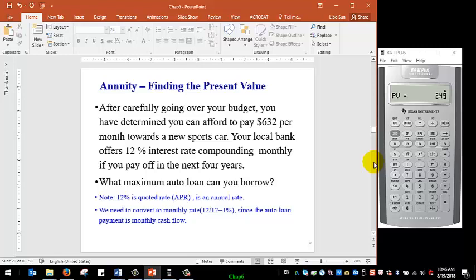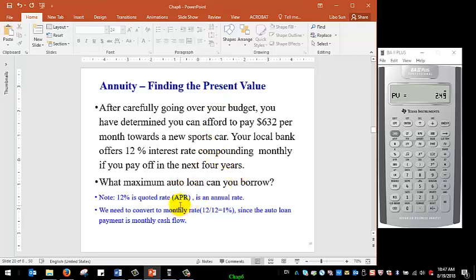Let's do one practice. Suppose you're considering buying a new car. You know how much you can afford every month. You can afford up to $632 a month. The bank quotes you a loan, 12% interest rate compounding monthly. You're going to pay it off in the next 4 years. So how much can you borrow today? So this is a loan question. Borrow first, pay back later.